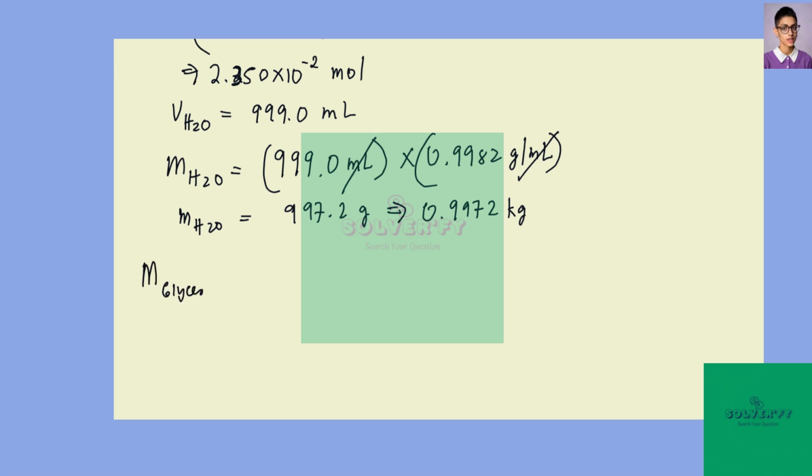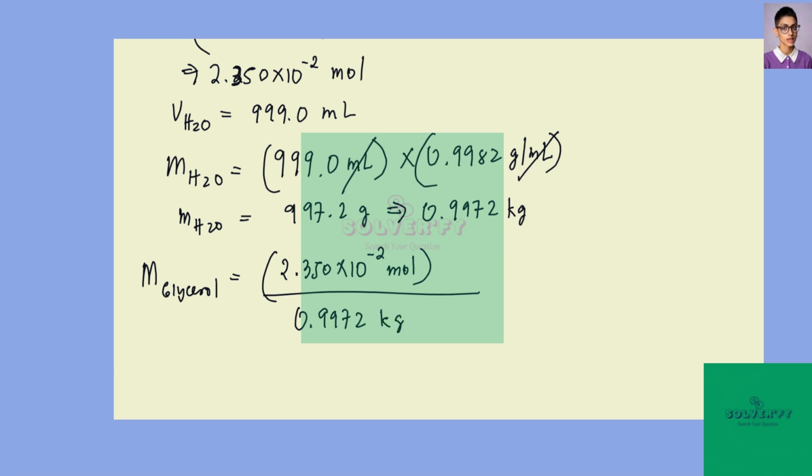Now to get the molality of your glycerol, we are going to use 2.350 times 10 raised to the power of -2 mole divided by 0.9972 kilogram. So we will just divide 2.350 times 10 raised to the power of -2 divided by 0.9972. So the molality of your glycerol will be equal to 0.02356.